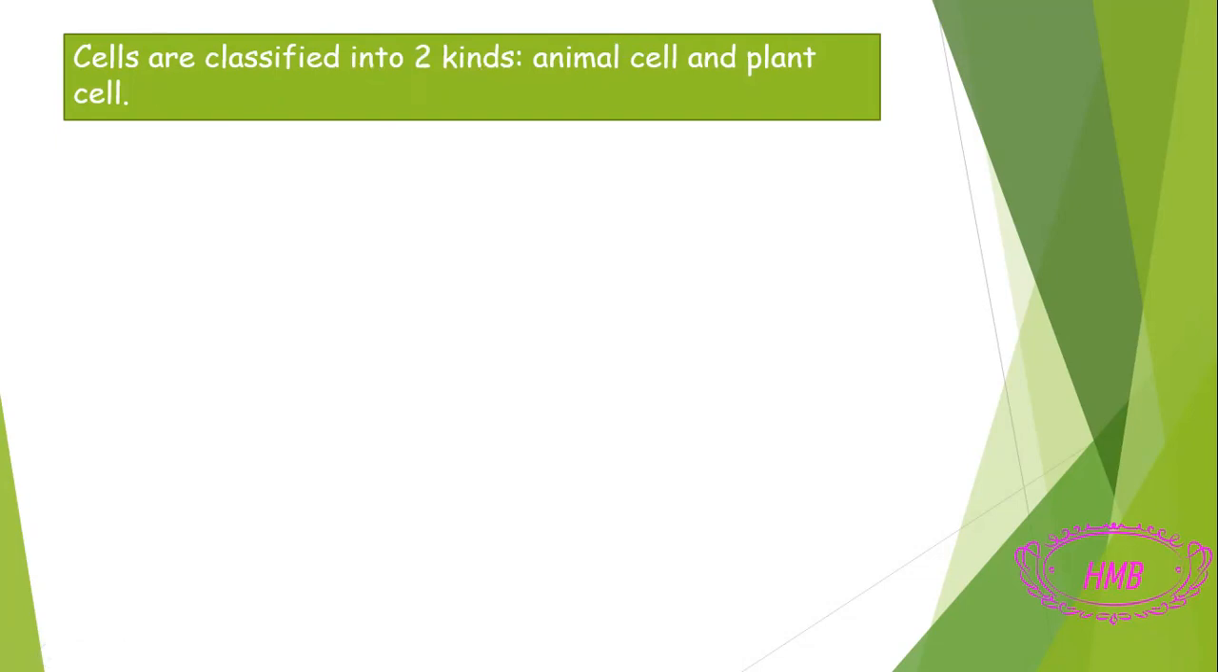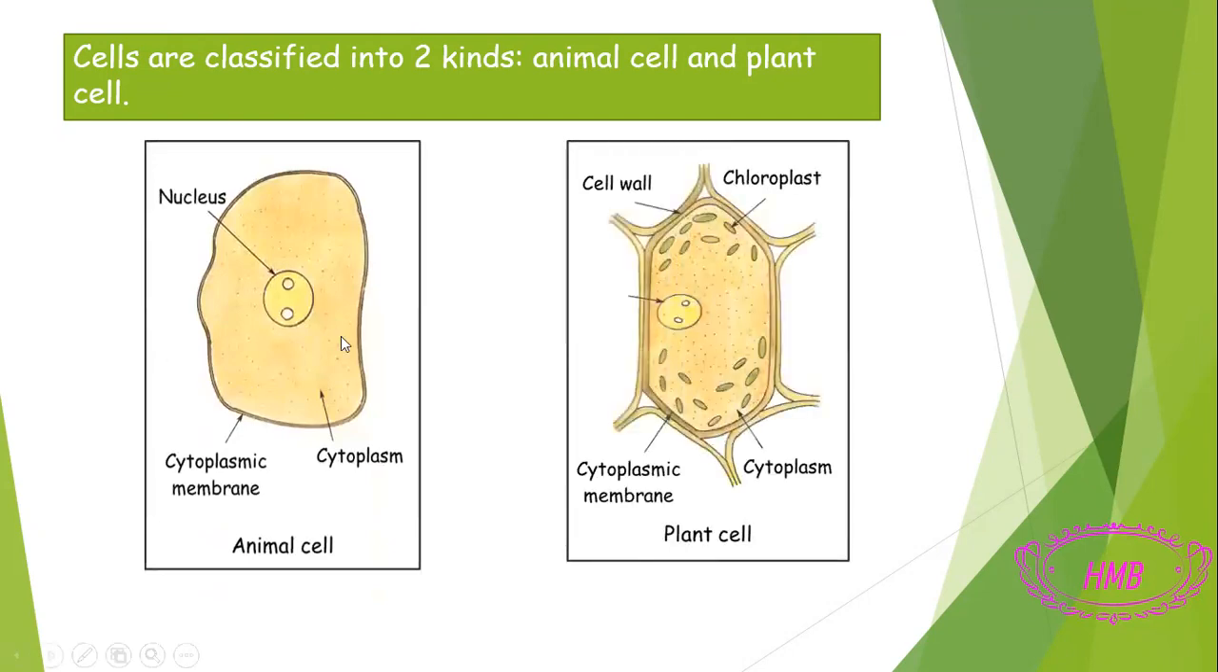Animal cells are not only in animals, but we can also find them in humans, because humans and animals share the same body parts and the same functions. So these are pictures of the animal cell as it is seen under a microscope.